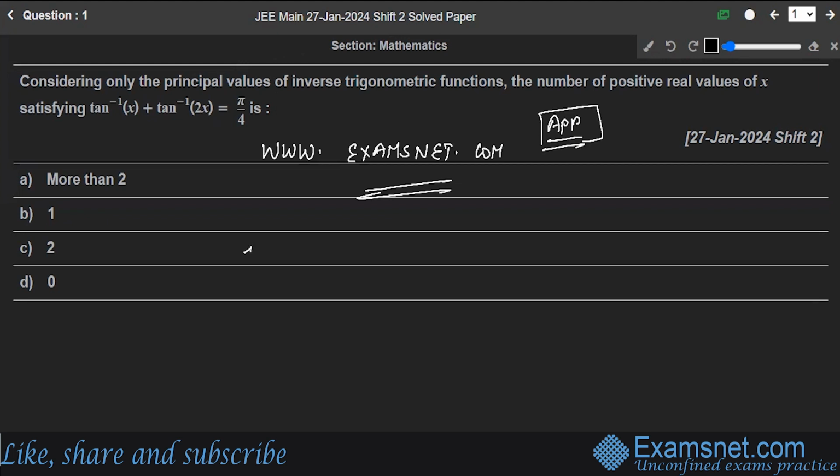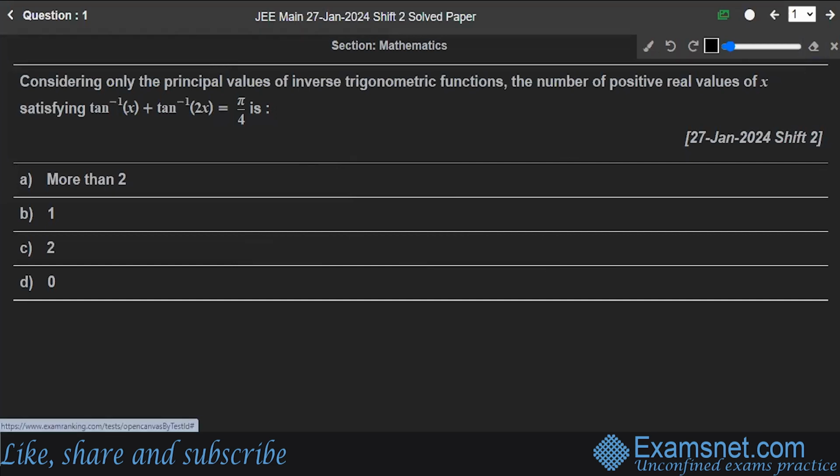Students, today I'll be solving JEE Mains 2024, 27 Jan, Shift 2 paper. I'll be solving the mathematical part of this particular paper in the video. So, very best of luck. Here we go with question number 1.